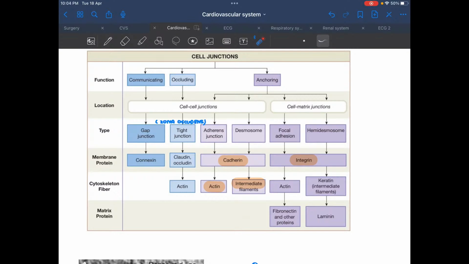The second thing that I want you to tell is desmosomes. Okay? So in these cell junctions, you just have to remember 2 things. You have to remember the protein, and you have to remember the cytoskeleton with which it is associated. So in case of desmosomes, the main protein is your cadherin protein. And what is it associated with? It is associated with intermediate filaments like your keratin.